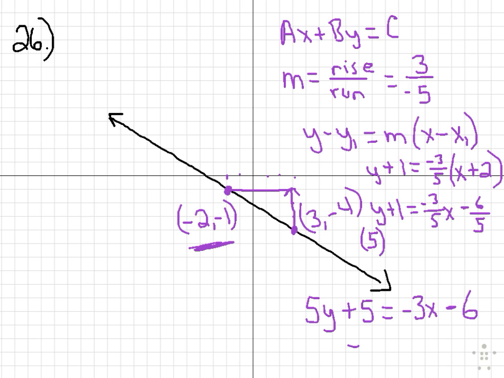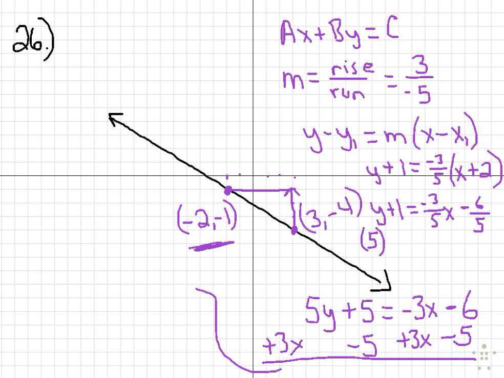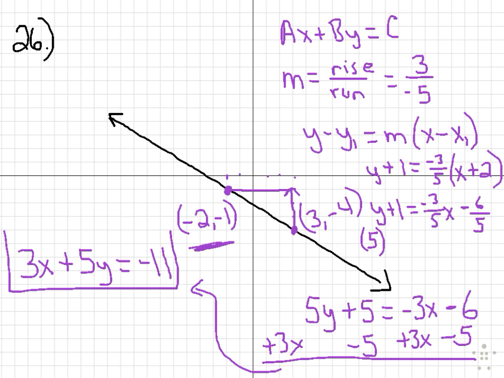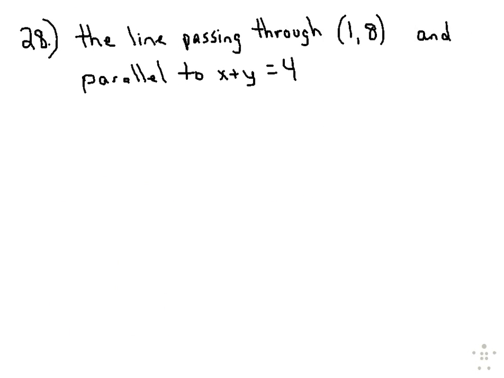Now I'm going to subtract the 5 from both sides, and I'm also going to take the x's to this side, and move that up here. That's going to give me 3x, so the coefficient in front of x is positive, plus 5y is equal to negative 11. So this is the answer in standard form. 3x plus 5y equals negative 11. Moving on to question number 28.